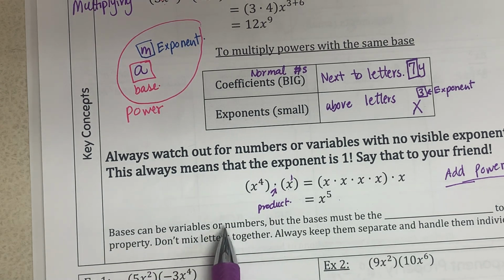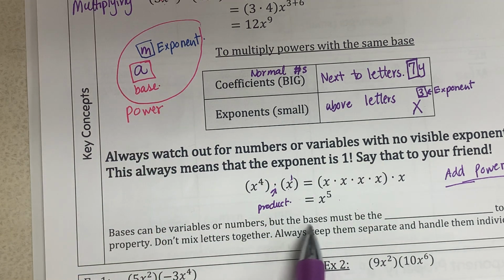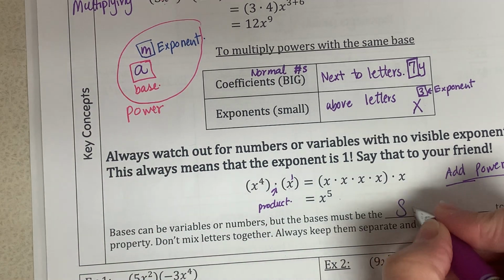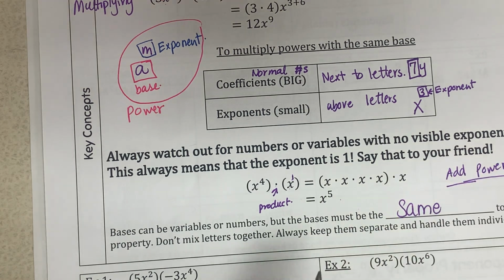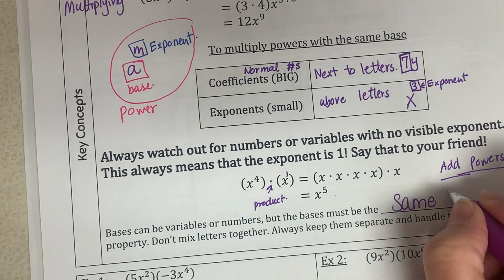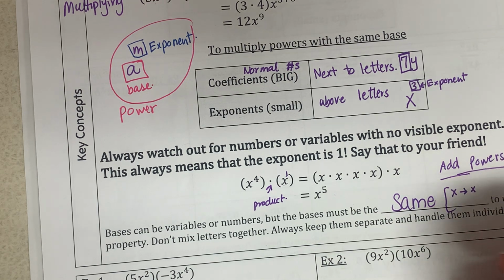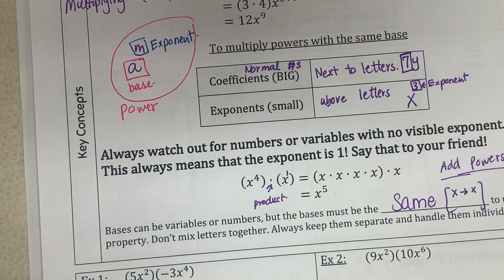Bases can be variables or numbers. Bases is the bottom, but the bases must be same. I can add x and x, y and y. That is what it means. X needs to be added with x. I can't add x or y. It's incorrect.